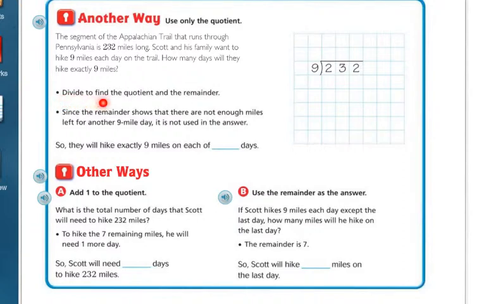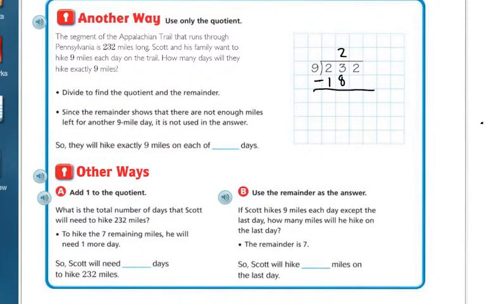Okay, so first we're going to divide to find the quotient and what the remainder is. So let's do that. 9 can't go into 2, but it can go into 23. Okay, 9 goes into 23 2 times, because 9 times 2 is 18. I'm going to subtract.